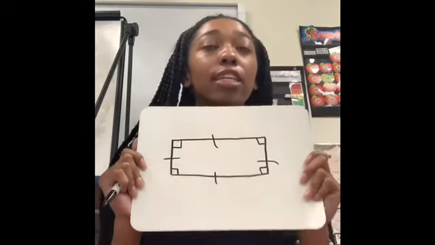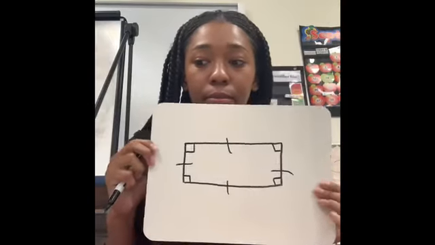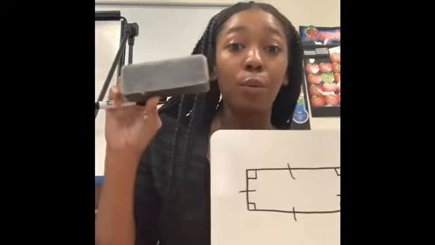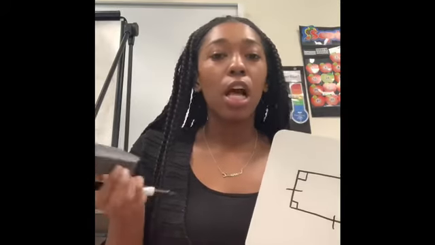There's lots of things around me that are shaped like a rectangle, like this board. My eraser shaped like a rectangle. My phone shaped like a rectangle. The rug I'm sitting on, the window, the door. There's lots of things. I want you to look around your house and think of things that might be shaped like a rectangle.